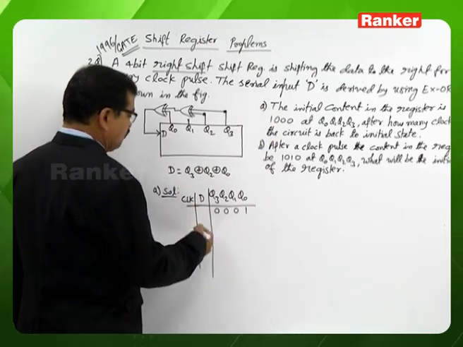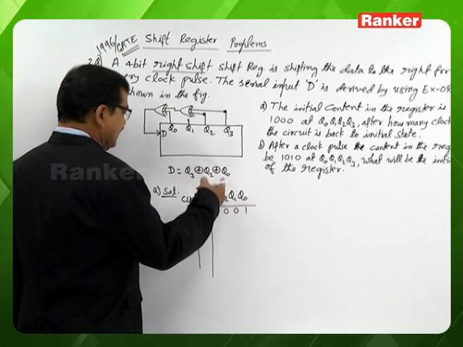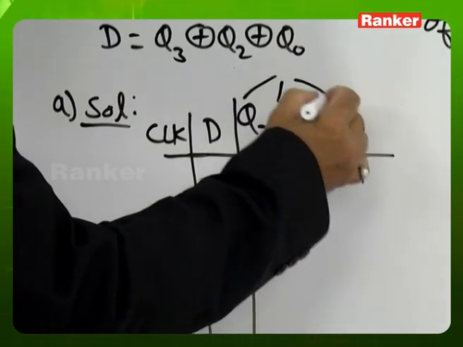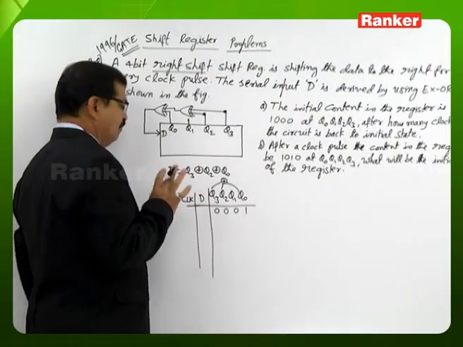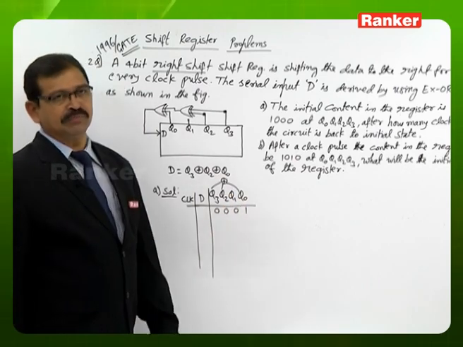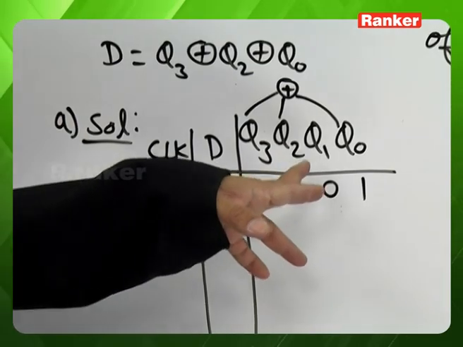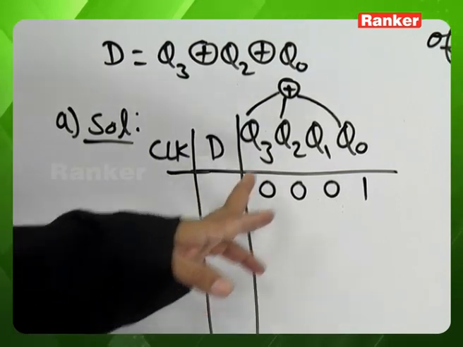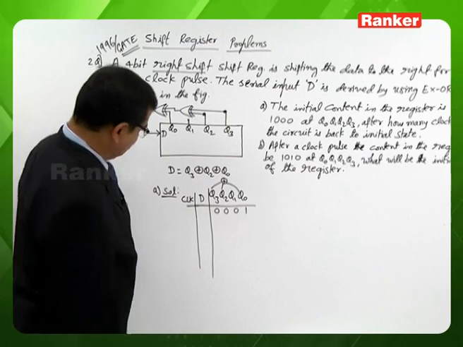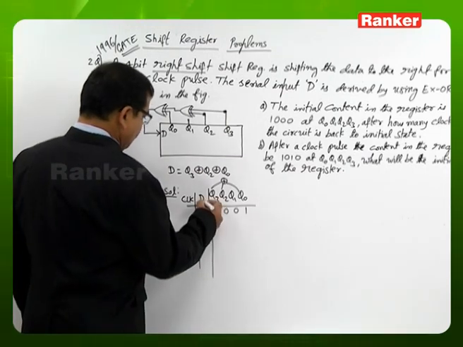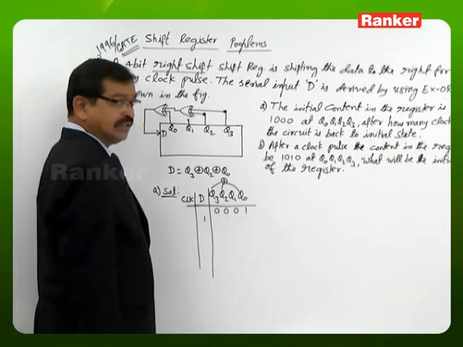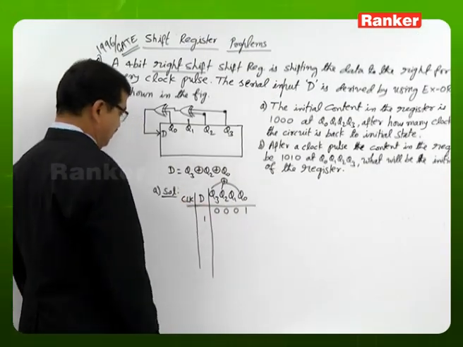Before the first clock pulse, the serial input is the exclusive OR of Q3, Q2, Q0. Be clear that as far as the serial input D is concerned, Q1 is not coming into the picture. Mostly we may make the mistake, in a hurry, of also taking Q1 into account. There is also another possible mistake. Anyway, here it is 0 0 1, hence an odd number of variables are 1, so serial input D is 1.